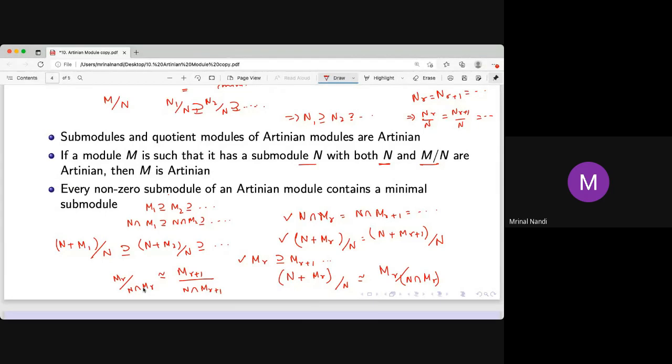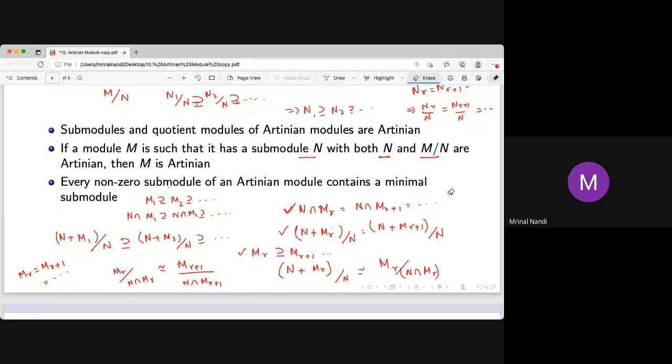The quotient part is equal by the first one. That means Mr and Mr plus 1 are isomorphic, but Mr plus 1 is a submodule of Mr, so a submodule which is isomorphic must be equal. So putting all this together, we have Mr equal to Mr plus 1 after some stage. So we have proved the second thing.